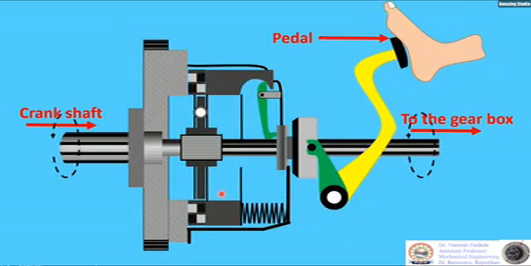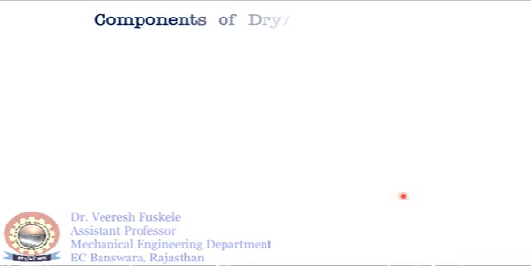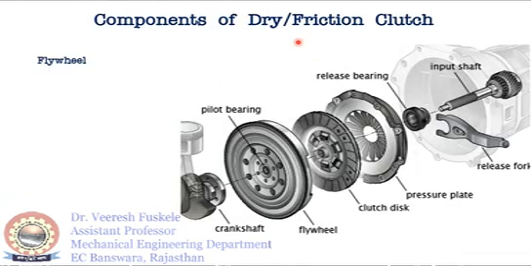Now let us look at what are the typical components of a dry clutch. So the main components of a friction clutch or a dry clutch are as follows. The main component is what is called a clutch plate. Before that we have a flywheel. So the clutch plate is pushed against the flywheel by what is called as a pressure plate or a pressure plate assembly, as shown here.